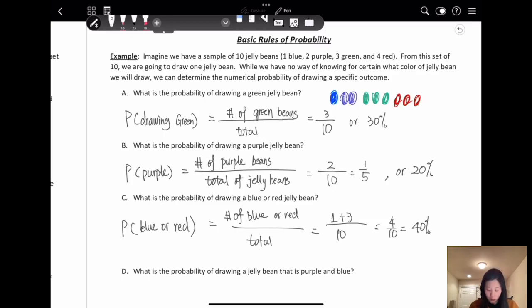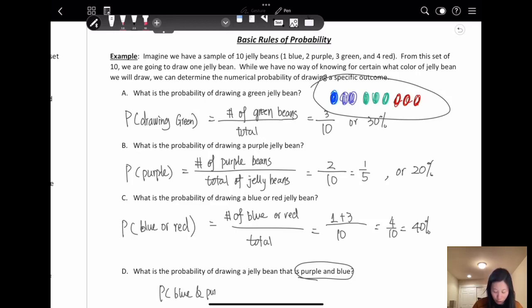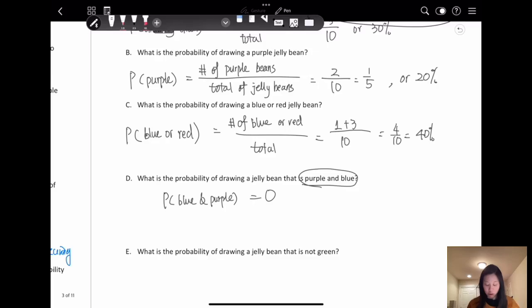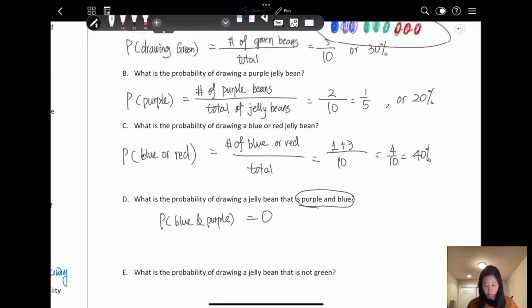Okay, what is the probability of drawing a jelly bean that is purple and blue? That's why I drew a picture. Look at our picture in here. Do we have any jelly bean that is both purple and blue? No, this is not going to happen. So the probability of drawing a blue and purple jelly bean equals 0. That couldn't happen.